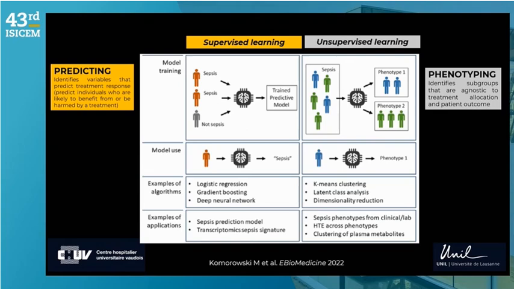And for this, you use other types of algorithms of statistics, like k-means clustering or latent class analysis, which will be discussed later on. And then you have phenotypes of pathologies, which are syndromes like sepsis, ARDS, where you can distinguish subphenotypes within these large syndromes.